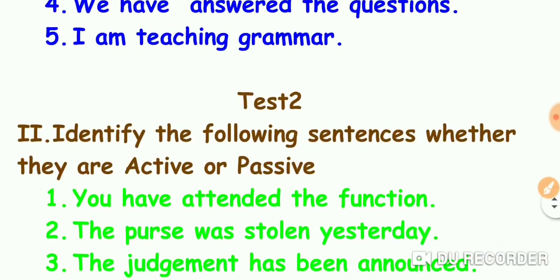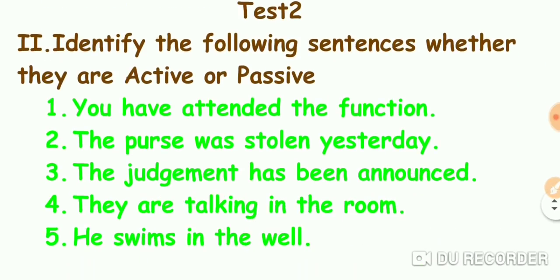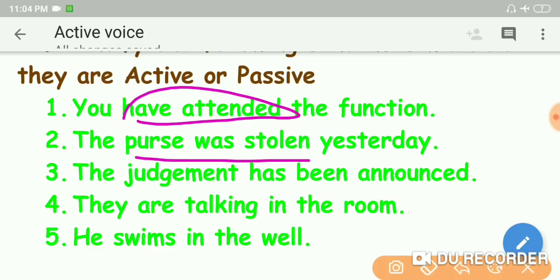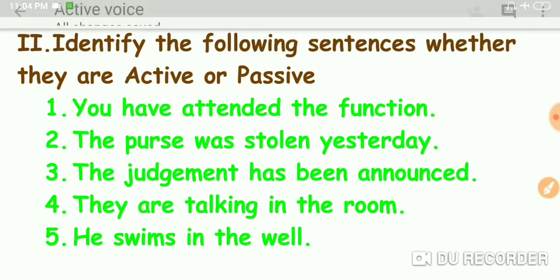So next, test number 2. Identify the following sentences whether they are active or passive. See, it's very easy. You have attended the function. This sentence is an active sentence because we don't have here a to be verb. See, second question. The purse was stolen. Was is the to be verb. Stolen is V3. So that's why this is passive voice. The judgment has been announced. In this sentence we don't have any to be verb. That's why this is active voice.